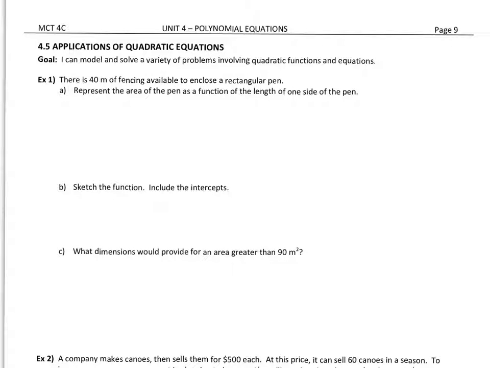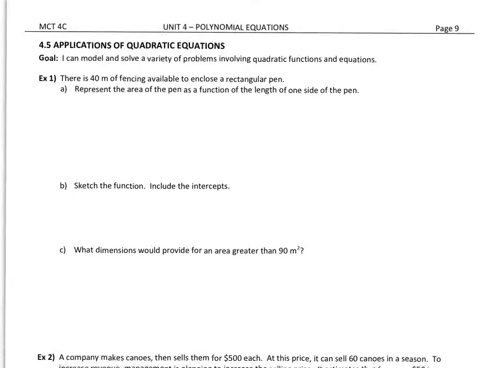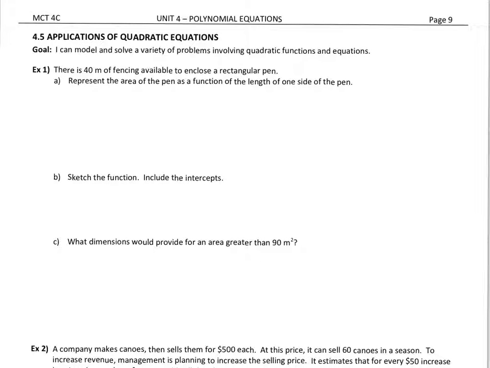We're working on solving applications of quadratic equations. So our goal today is to model and solve a variety of problems involving quadratic functions and equations. For example 1, we have 40 meters of fencing available to enclose a rectangular pen. So we've got a rectangle, which we'll just draw a picture. Sometimes with questions like these, it helps to organize our information with a little sketch.